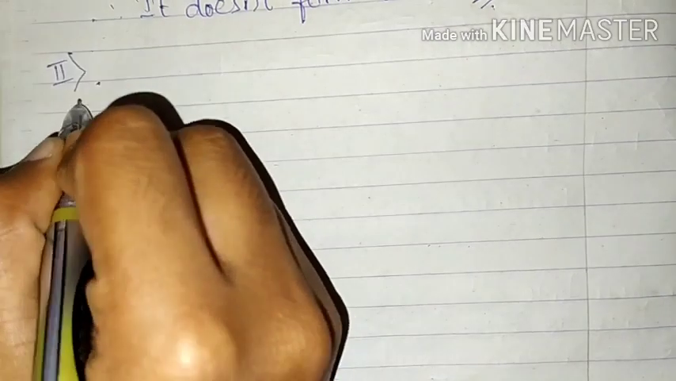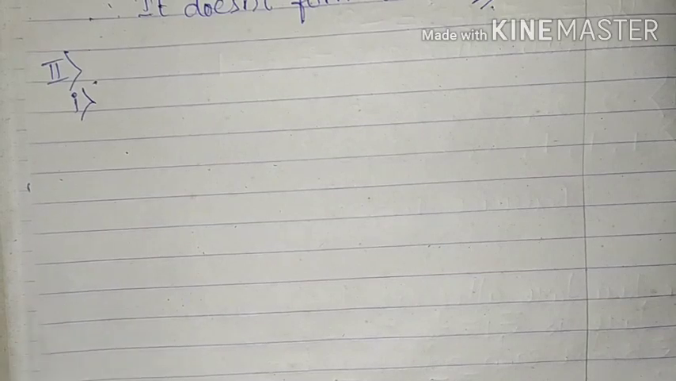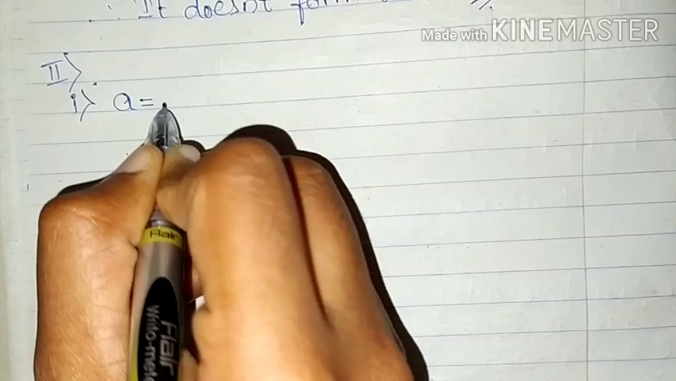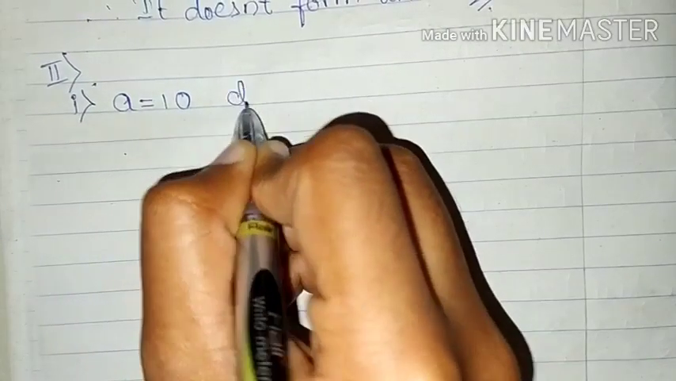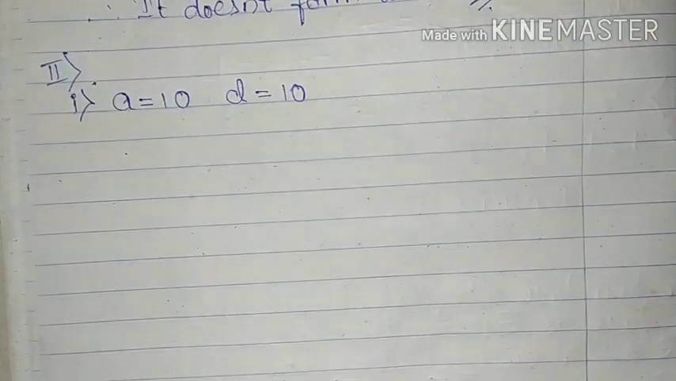I'll only solve the first problem for you guys, just like we did in the first class, if you remember. The remaining three problems are for you to do. You have to pause the video and solve those problems. So the first one: A is equal to 10, D is equal to 10, and my job here is to write the first four terms of this arithmetic progression.